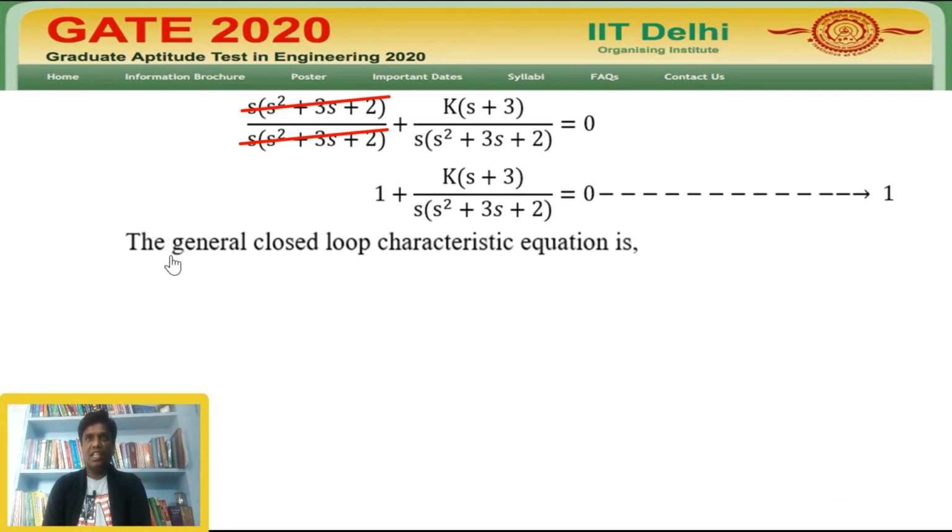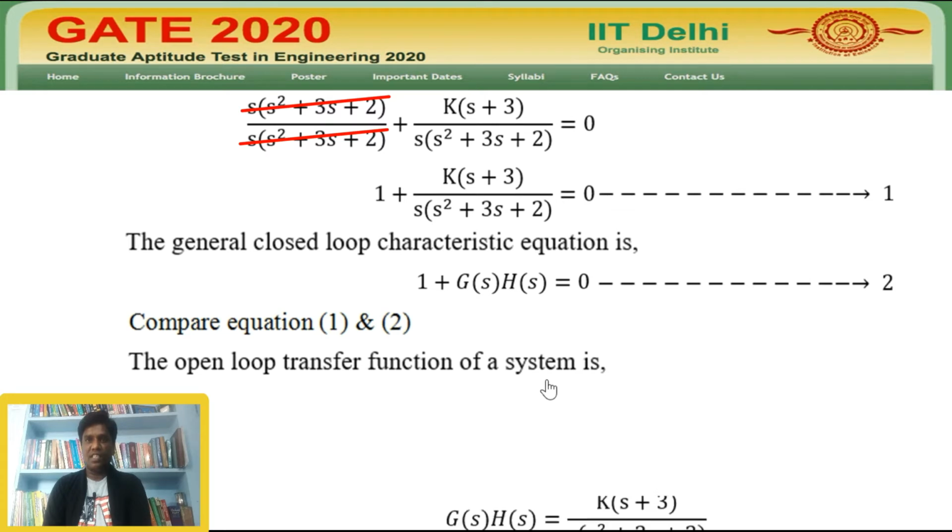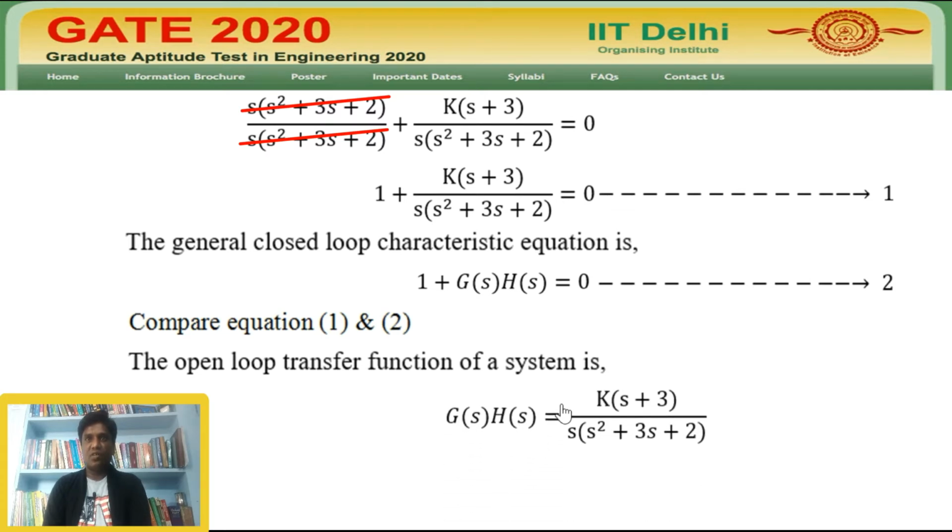And we know that the general closed loop characteristic equation is 1 plus G(s) into H(s) equal to 0. Now, we consider this as equation number 2. Next, compare equations 1 and 2. Then the open loop transfer function of the system is G(s) into H(s) equal to k into (s plus 3) divided by s into (s square plus 3s plus 2).